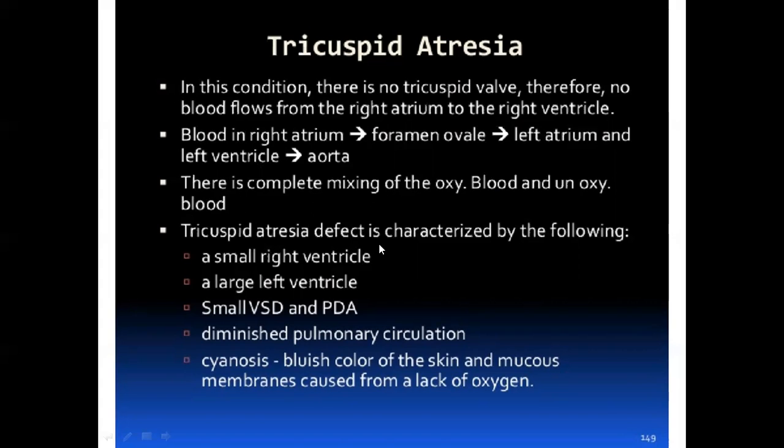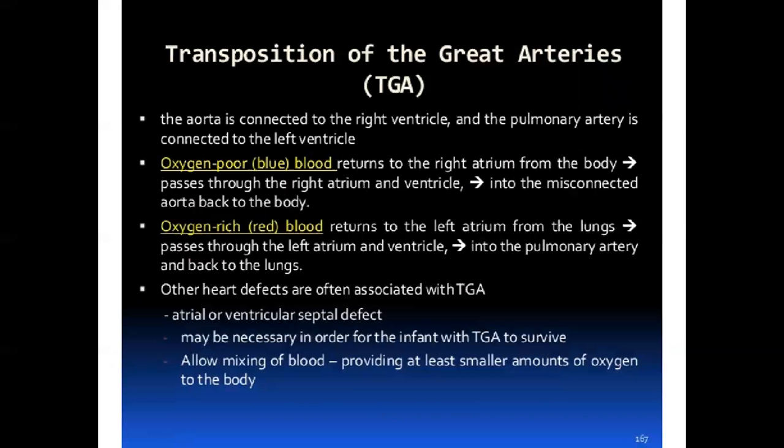Tricuspid atresia is characterized by the following: a small right ventricle, a large left ventricle, a small ventricular septal defect, and patent ductus arteriosus, diminished pulmonary circulation, and cyanosis, a bluish color of the skin and mucous membrane because of lack of oxygen.